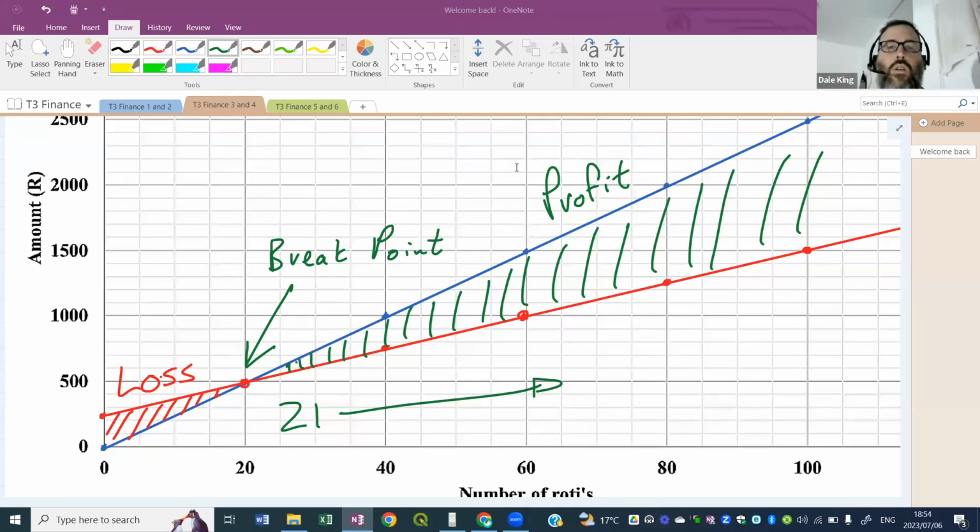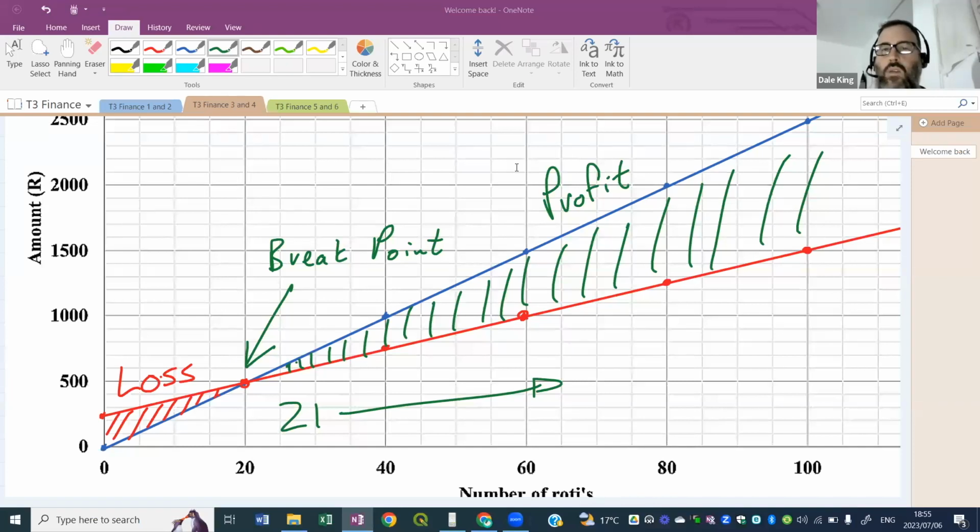Yes, Chiamo. If you sell any number of rotis below 20, you will make a loss. If it's 19, 18, 17, all the way down to 0, you're making a loss in your business. You've got to sell 20 to break even, and more than 20 to start making profit. Where the two lines cross, there's the break-even point. It's on 20. You have to be selling more than 20, and only then are you starting to make profit.